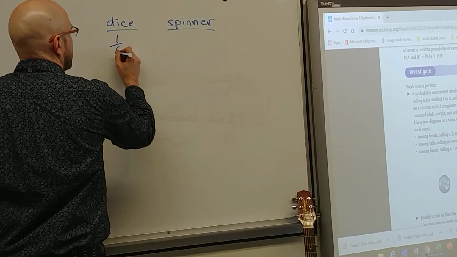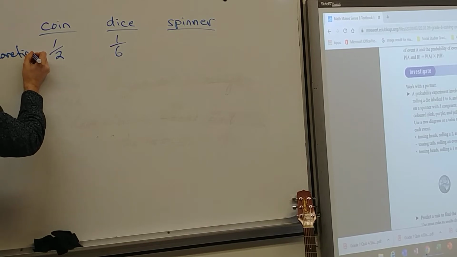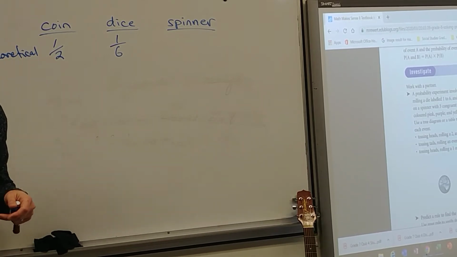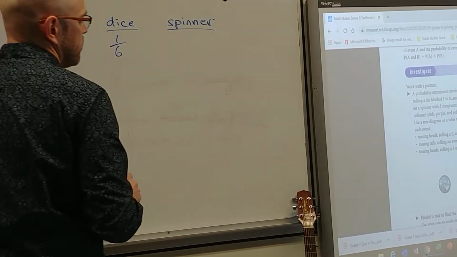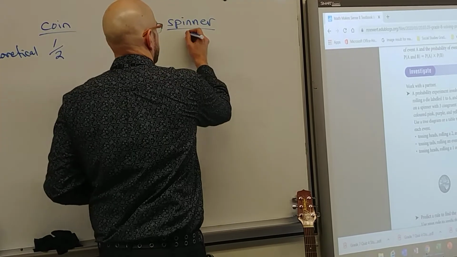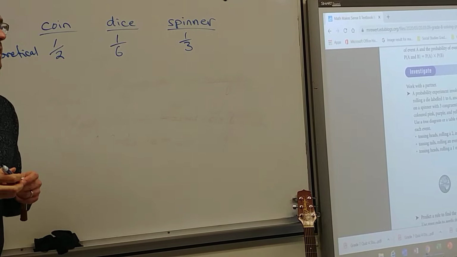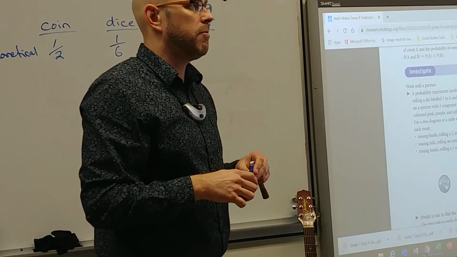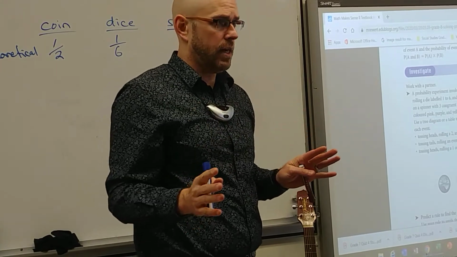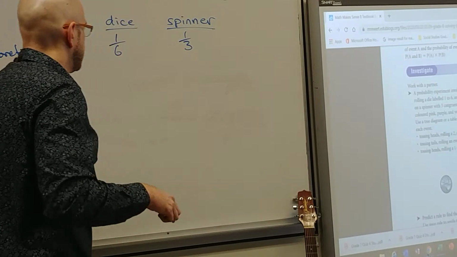So our theoretical probability is that 1 out of 6 times we will roll a 2. And the spinner, I'll just jump in with this one, that's 1 out of 3 times. Now, if I were to do this symbolically, it's pretty simple, but we're going to get into the tree diagram first. I'm going to start your tree diagram, and then I'm going to pause the video and give you a shot at doing the rest of this tree diagram.